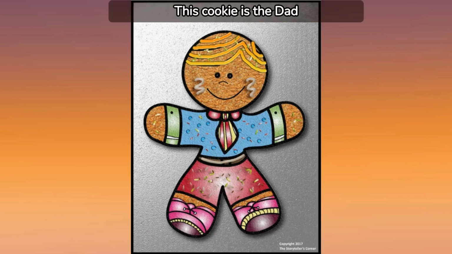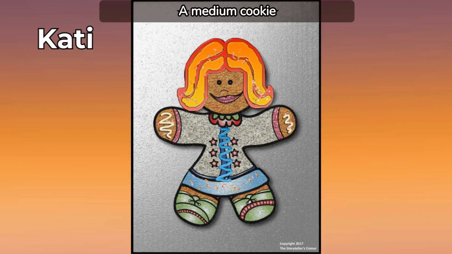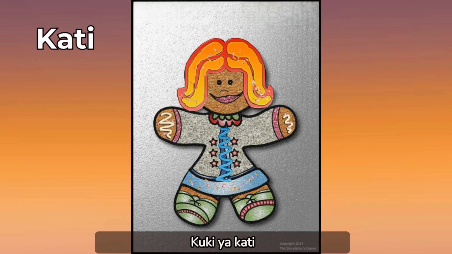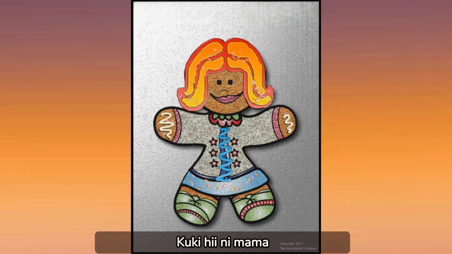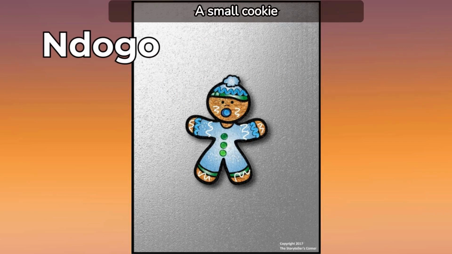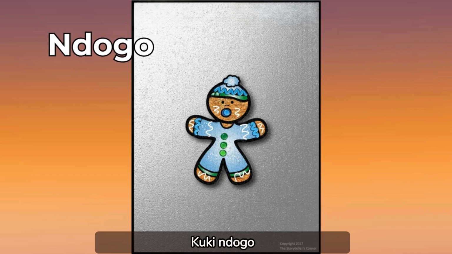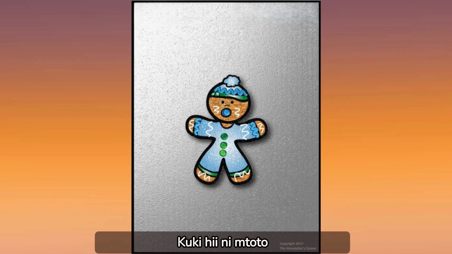This cookie is the dad. Kuki hii ni baba. A medium cookie. Kuki ya kati. This cookie is the mom. Kuki hii ni mama. A small cookie. Kuki ndogo. This cookie is the baby. Kuki hii ni mtoto.